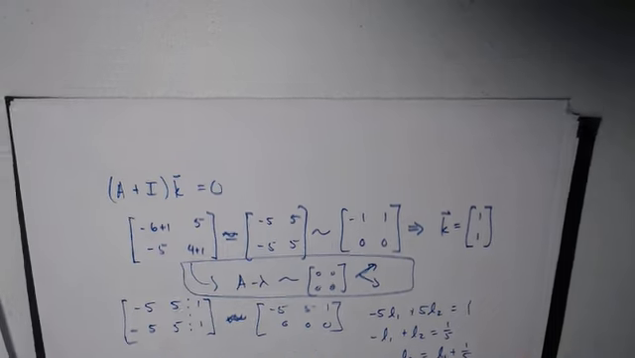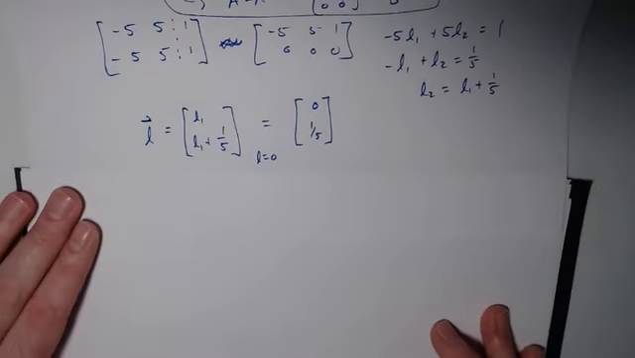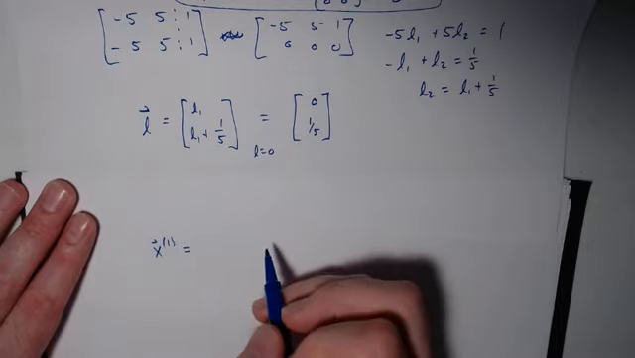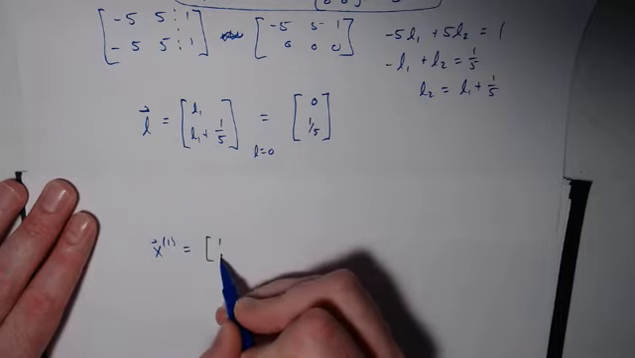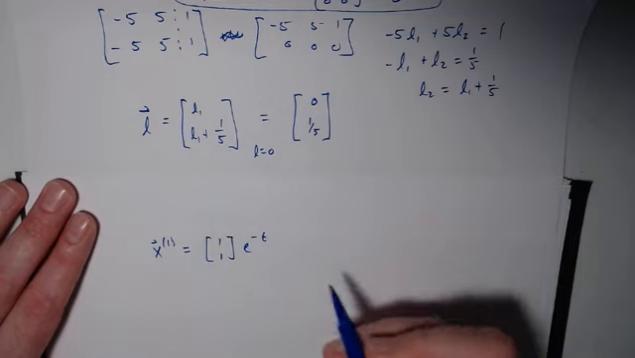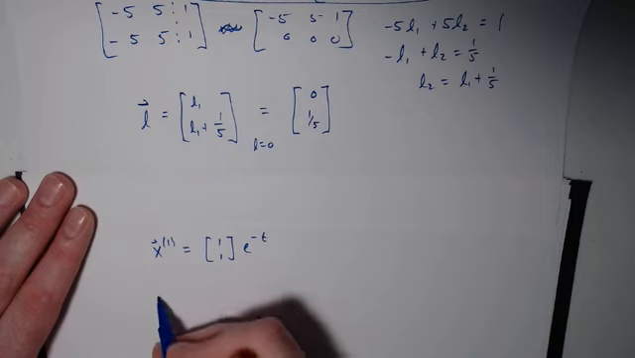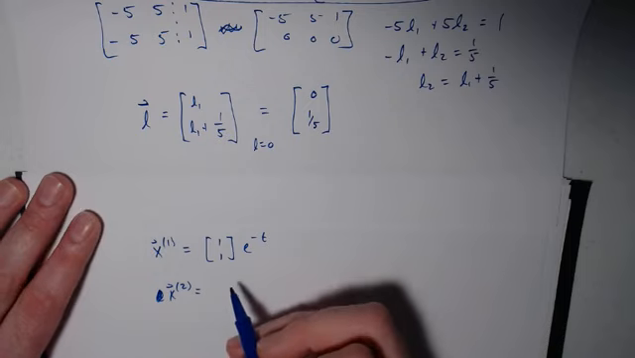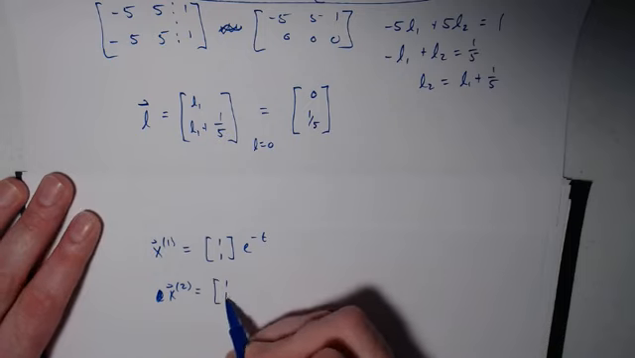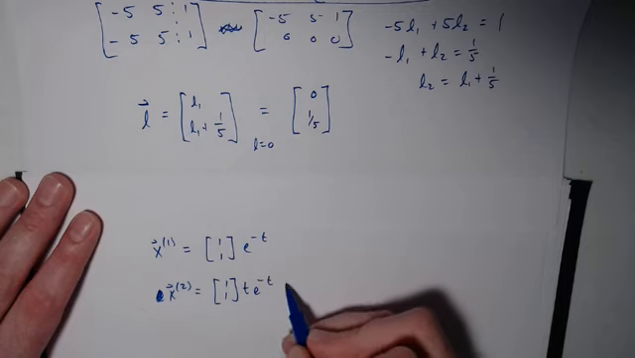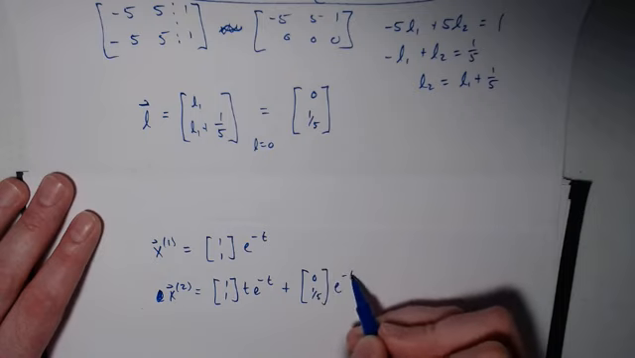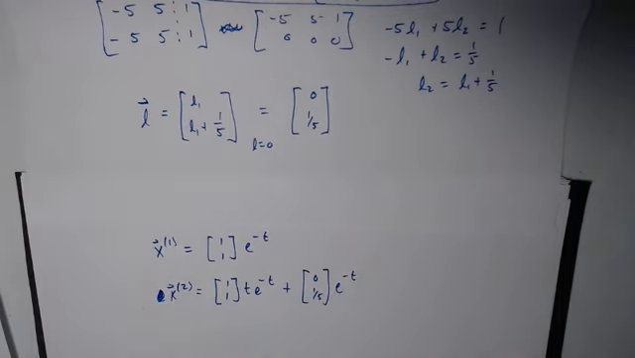So, going back to our system, we have x1, which we've already found. x1 is k, which was (1, 1), e to the minus t. Lambda was -1. And so now we know x2 equals (1, 1) t e to the minus t plus our L, so that's (0, 1/5) e to the minus t. And that is a fundamental set of solutions for our equation.